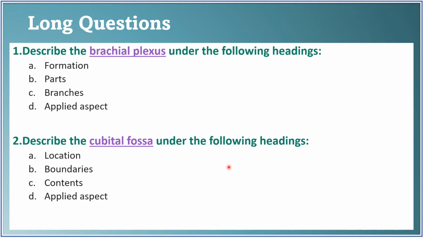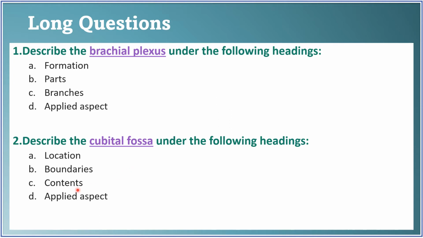It's one and the same thing. You have to write under these parts only. So where exactly it is located, what are the boundaries? When boundaries are written, you are not only supposed to write the 3 boundaries of the triangular cubital fossa, you also have to write about the roof and the floor when this is a long question.